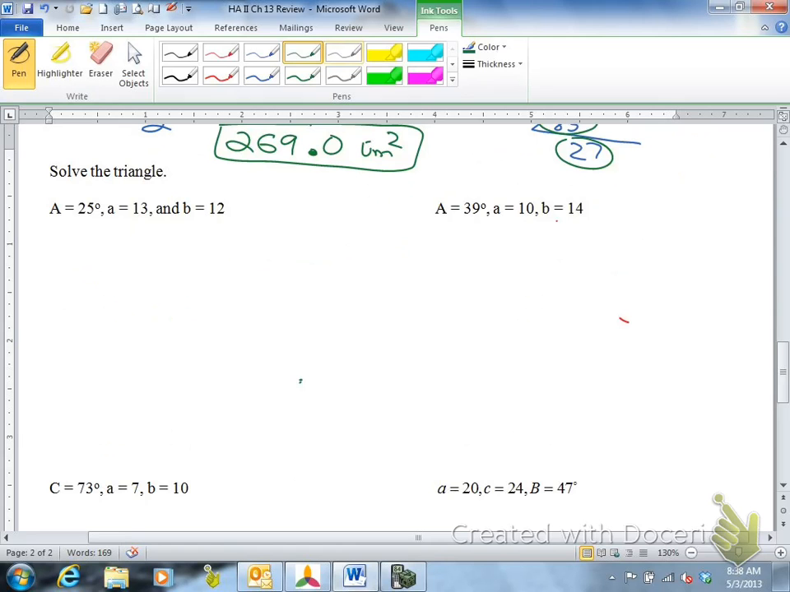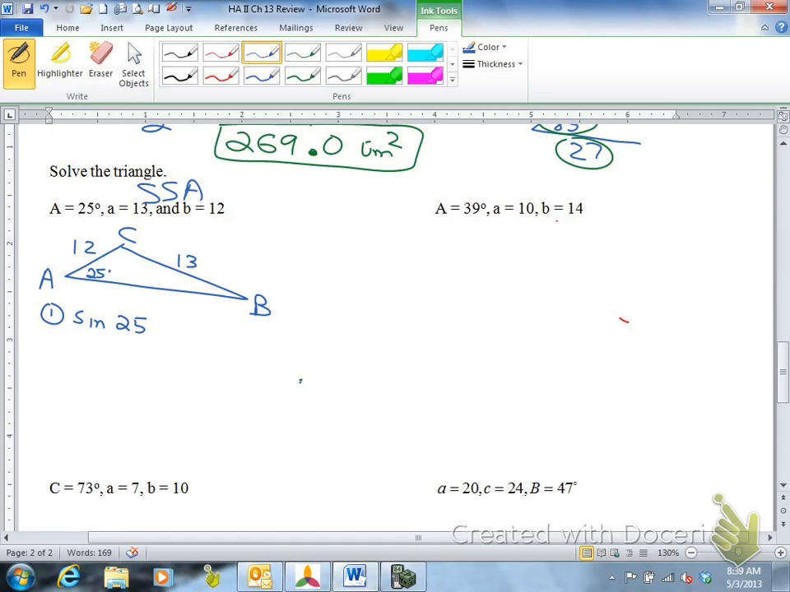Solve the triangle. So, let's see, angle A, B. I like it if you put AB at the bottom. You got angle A is 25 degrees. Across from A is 13. Across from B is 12. So the first step, when we set up law of sines, this is the side-side angle case. How many possible solutions are there with a side-side angle case? You could have one solution, two solutions, or 0 solutions.